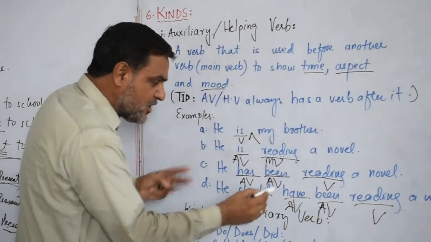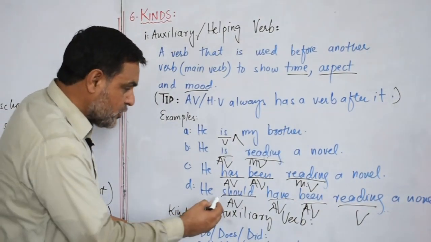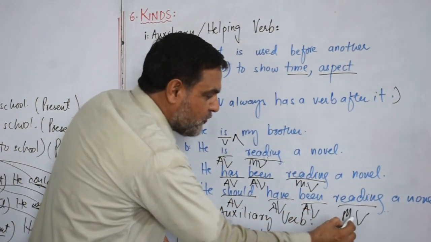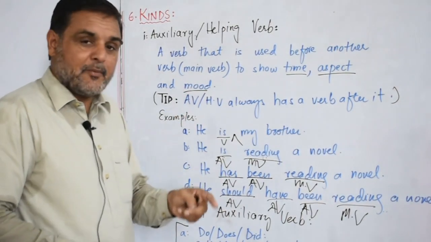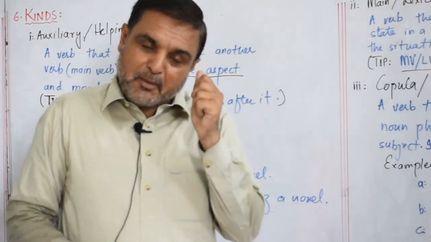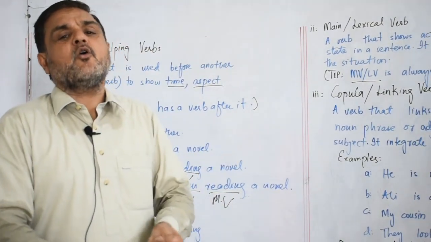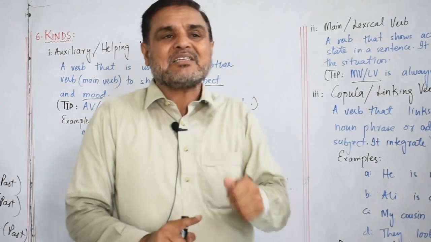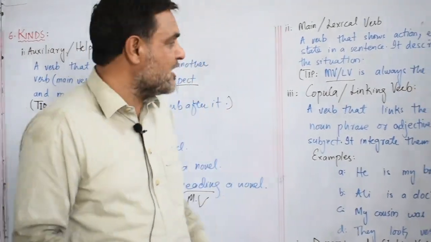Has been reading, three verbs, this will be called the main verb because it is the last one. Should have been reading, there are four verbs and this will be called the last verb. So the last verb is called the main verb, and it shows an action, an event, or it may even show a state, but it is a representative of the situation.